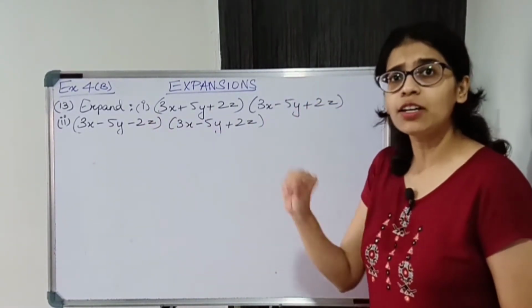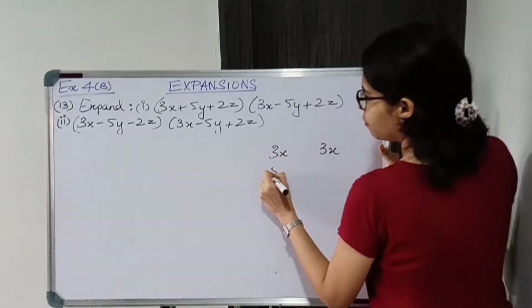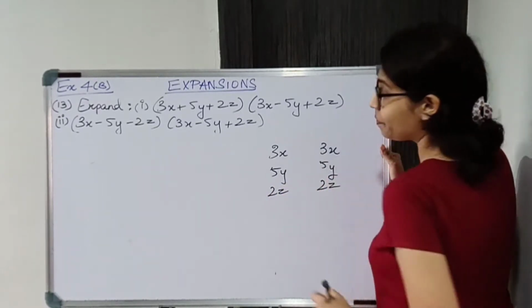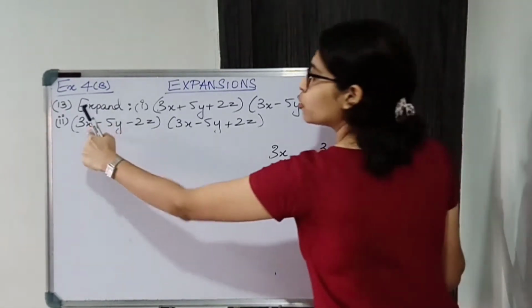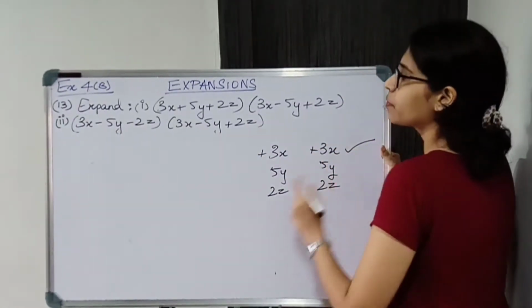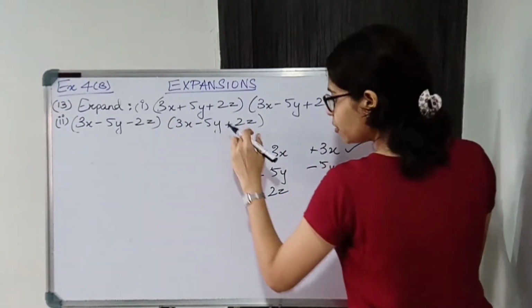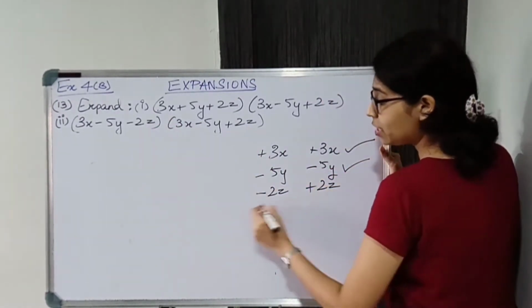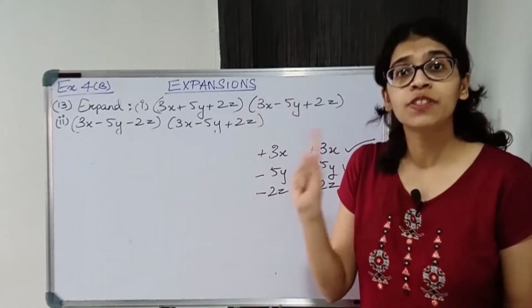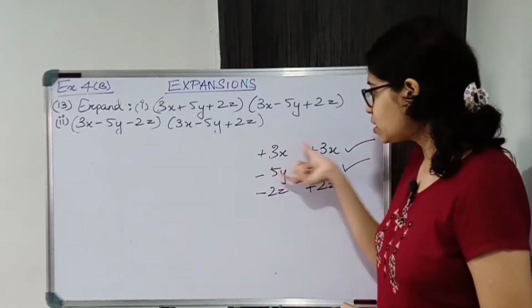Write down the terms. 3x 3x, 5y 5y, 2z 2z. Now write down the signs. Positive, positive, same signs. Negative, negative, same signs. Negative, positive. So this one does not have same signs. So you will group two terms which are having same signs. So we'll group these two and group these two.